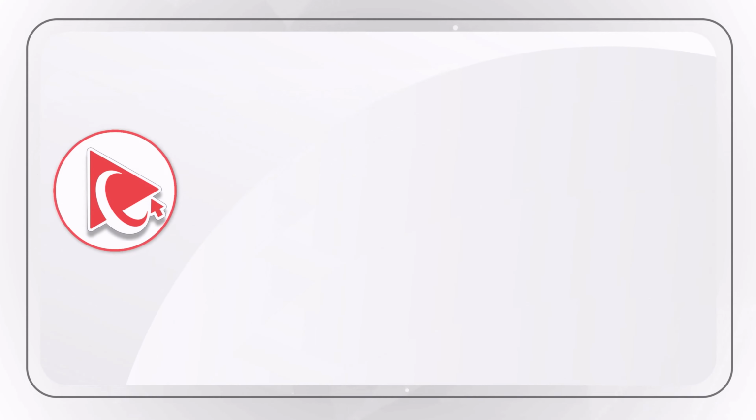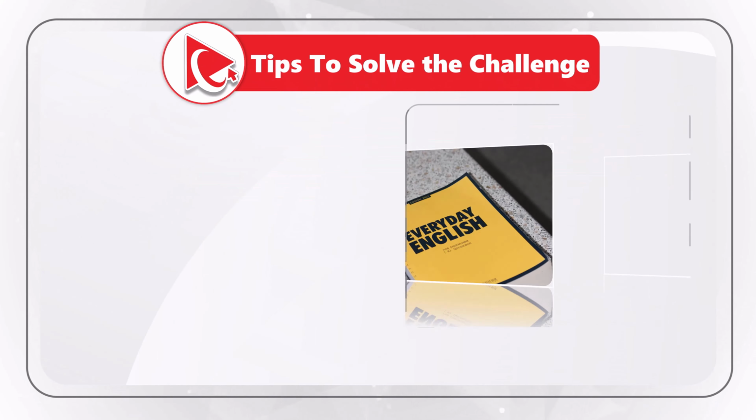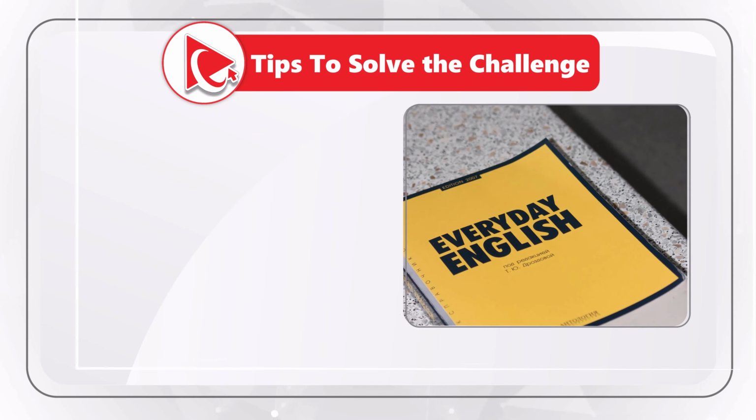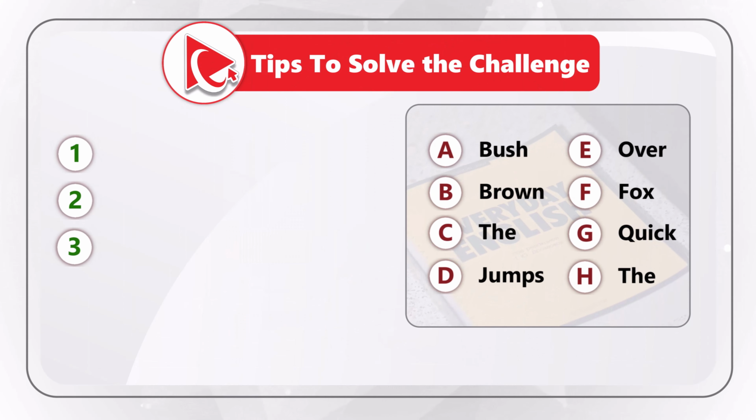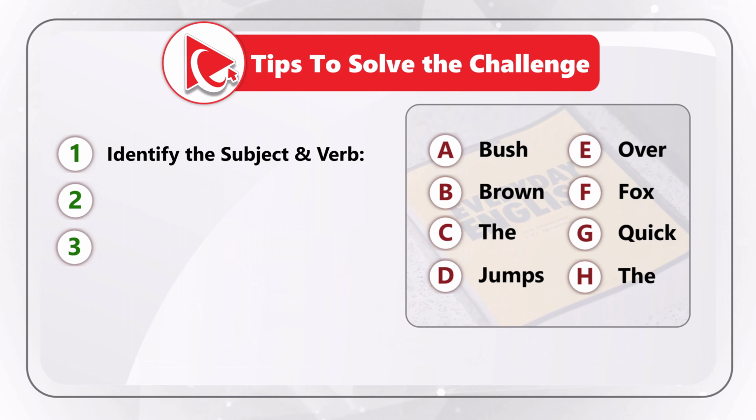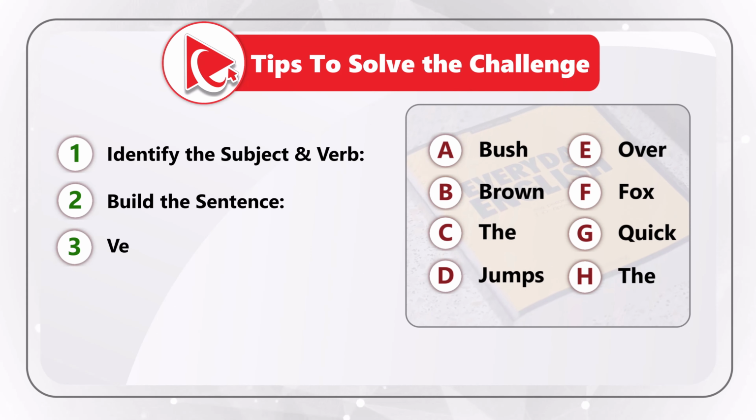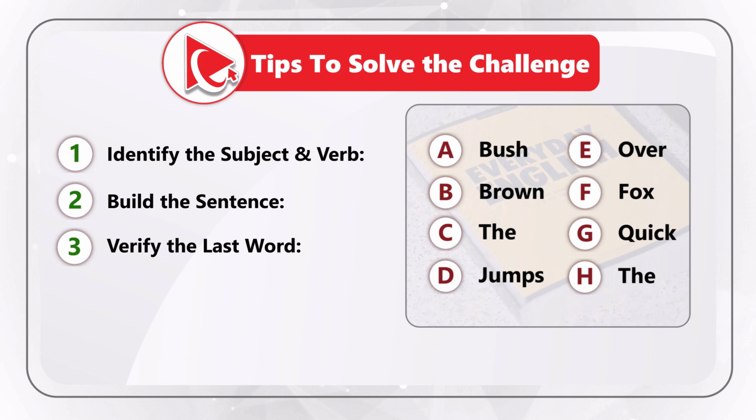Let me share with you a secret. I'm going to share with you how you can solve this challenge in 3 simple steps. The steps are: identify the subject and verb, build the sentence, and then verify the last word. Let's go step by step to solve this challenge so you will see an example.